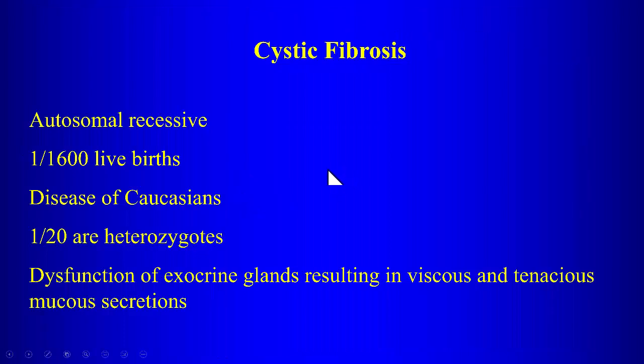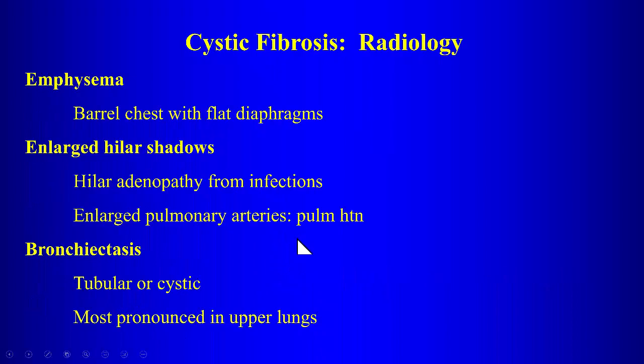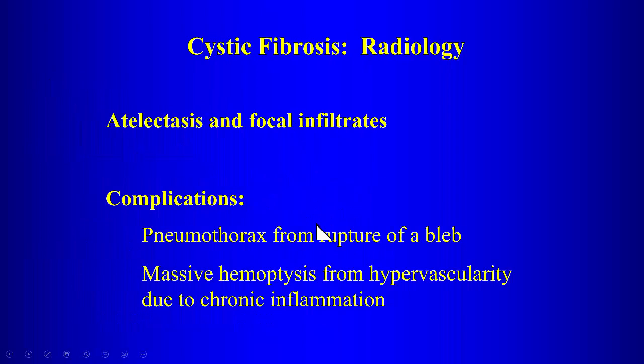So cystic fibrosis, we know about this: dysfunction of exocrine glands, viscous, tenacious mucus secretions, increased lung volumes because of air trapping, increased hilar shadows. It could be adenopathy from infection, or in later stages, big pulmonary arteries or pulmonary hypertension, and the hallmark is bronchiectasis, which especially tends to be worse in an upper lung distribution. They can develop atelectasis, consolidations, pseudomonas pneumonias, and of course pneumothorax as a complication, and massive hemoptysis. This is also a complication of cystic fibrosis.